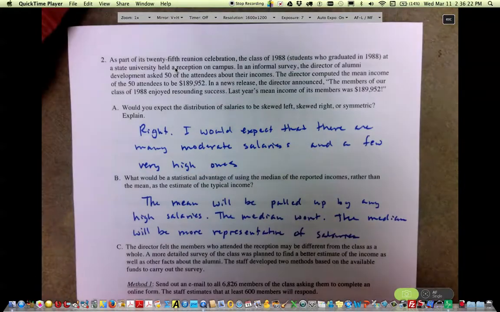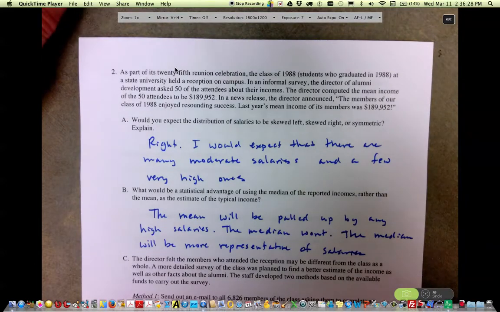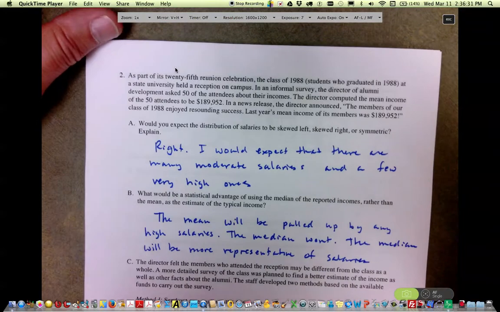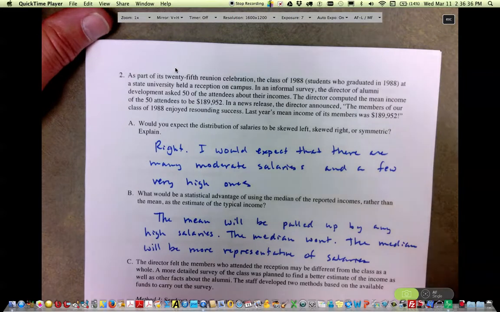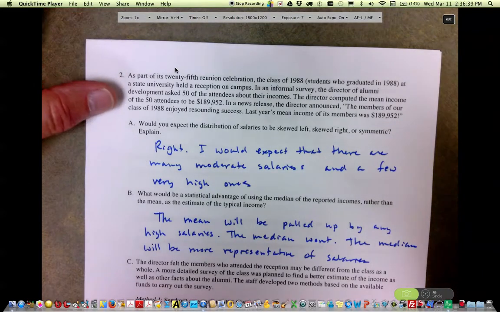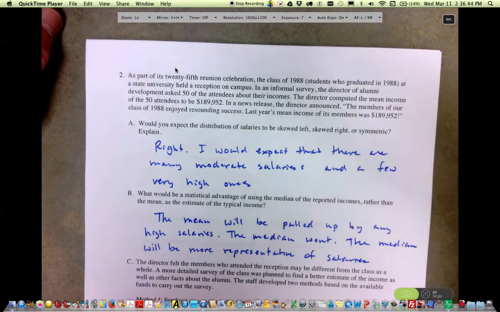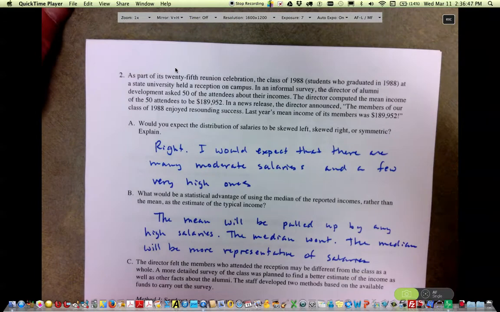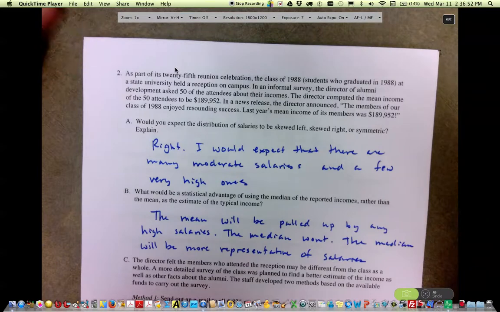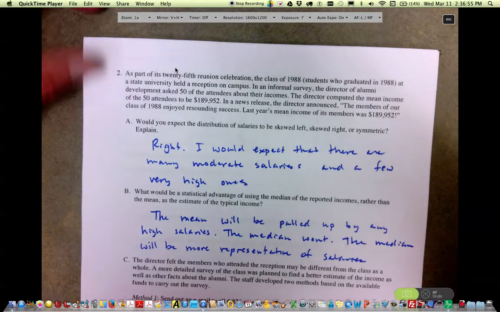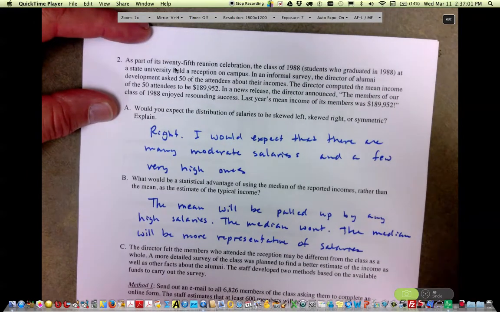All right, so on the second page, this one is about a 25th reunion. As part of a 25th reunion, the class of '88 at a state university held a reception on campus, and in an informal survey the director of alumni asked 50 of the attendees about their income. The director computed the mean income of the 50 attendees and found it to be $189,952. In a news release, the director announced, "Members of our class of 1988 enjoy resounding success. Last year's mean income was $189,952." Right, then Part A says, would you expect the distribution of salaries to be skewed left, skewed right, or symmetric?